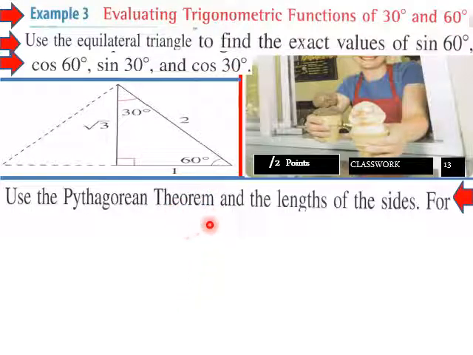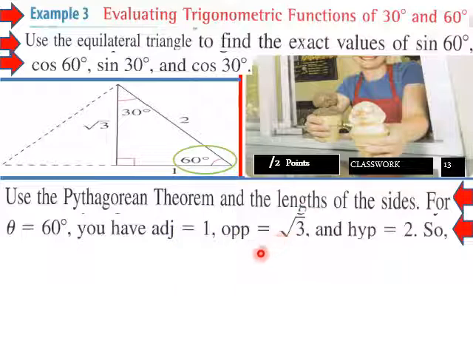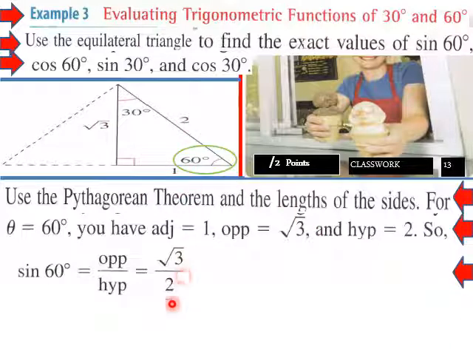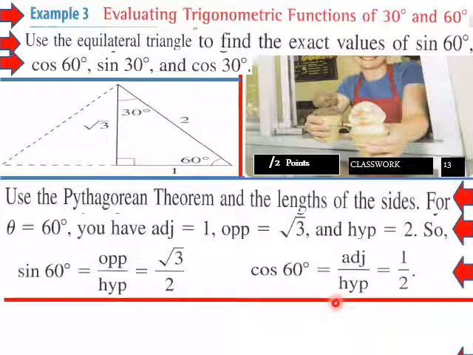So by, again, using the Pythagorean theorem and the lengths of the sides, for theta equals 60, you have adjacent equals 1. Here's your adjacent side. And then your opposite side would be square root of 3 over here. And then your hypotenuse would be 2. So sine 60, which is your opposite over your hypotenuse, would be square root of 3 over 2. And then your cosine 60 would be the adjacent over your hypotenuse, would be 1 over 2.